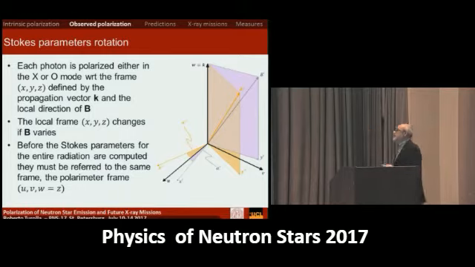The rotation of the Stokes parameters intrinsically tends to produce a depolarization of radiation. So if you start with a neutron star which emits 100% polarized radiation from its surface, just because the surface of the neutron star is not point-like and the magnetic field is changing direction along the surface, the radiation you observe will not be 100% polarized, because you need to rotate the Stokes parameters.